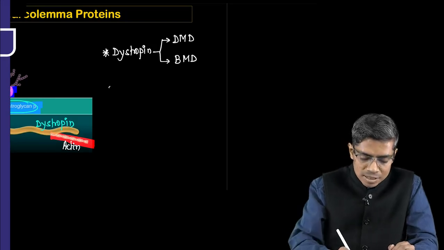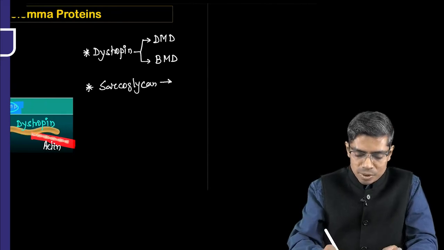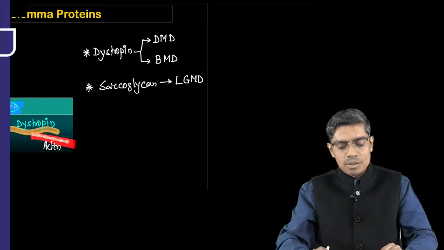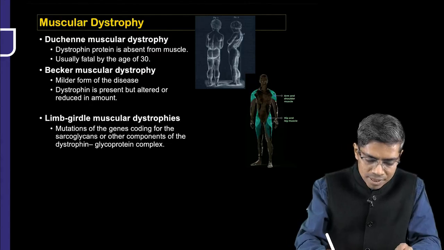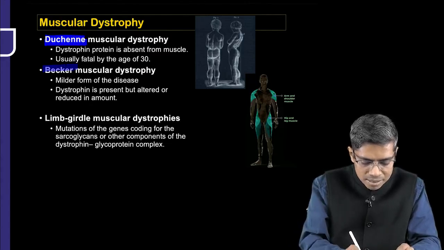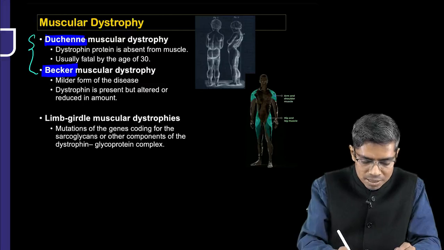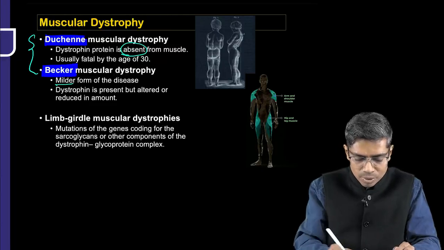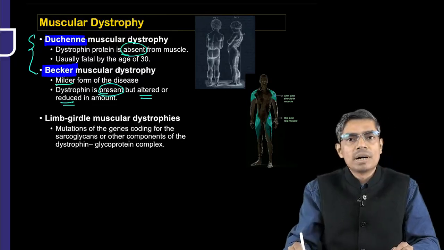Along with that, if there is mutation of this sarcoglycan complex, then another form of muscular dystrophy originates, that is known as limb-girdle muscular dystrophy, right? So please remember all these muscular dystrophies, they are very important. I told you already that Duchenne's muscular dystrophy and Becker's muscular dystrophy, both of them are dystrophin mutations, but Duchenne's is a severe form of disease, the protein is completely absent, and Becker is a milder form of disease where the protein is present but reduced in number or maybe altered in quantity.